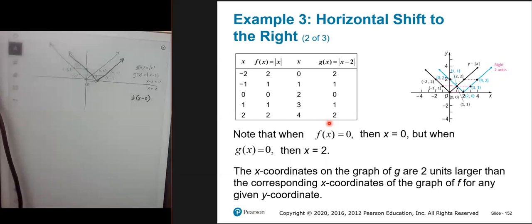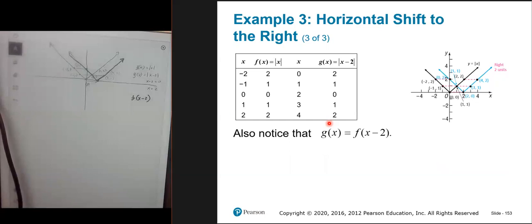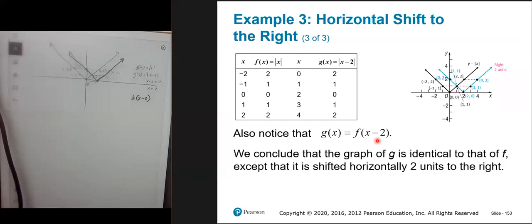So the x values get moved over 2 units for each y value. All right, so here they're talking about where g of x is just f of x minus 2. We conclude that the graph of g is identical to that of f, except it is shifted horizontally 2 units to the right. Well, that's what we've been saying this entire time.